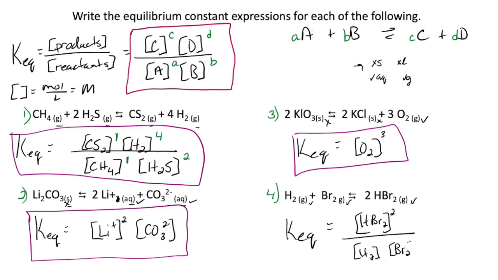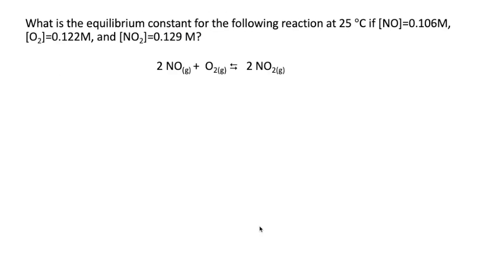And since neither of these reactants have a coefficient higher than 1, we do not need to write anything there. And this is our equilibrium constant. Now we're going to use what we learned about writing equilibrium constant expressions to solve problems.